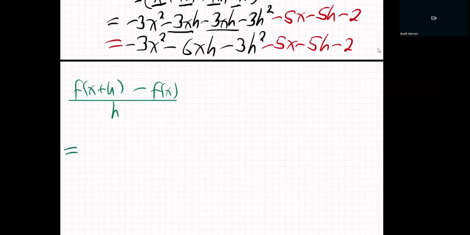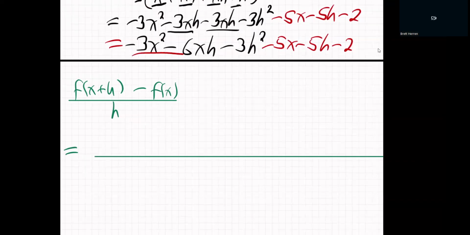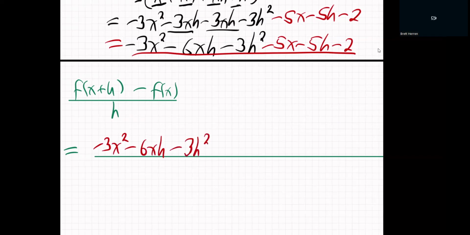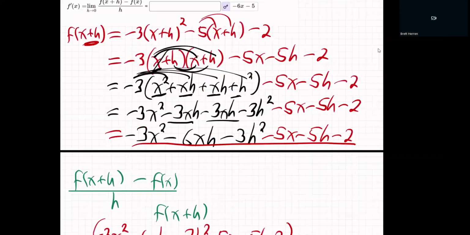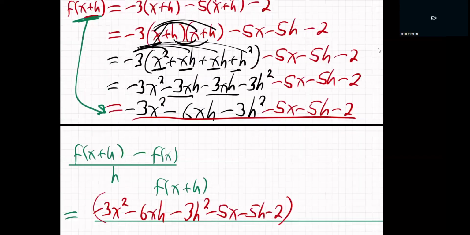Okay, so let me do that for us. First off, it's going to be all this stuff: minus 3x squared minus 6xh minus 3h squared minus 5x minus 5h minus 2. All of that is f of x plus h, right? That's what we found here, f of x plus h. It's all of that.